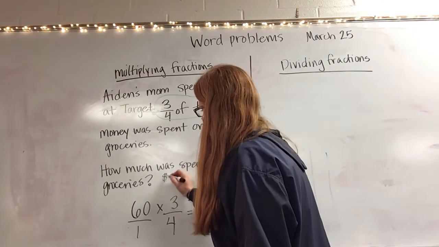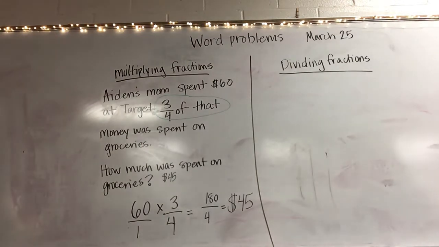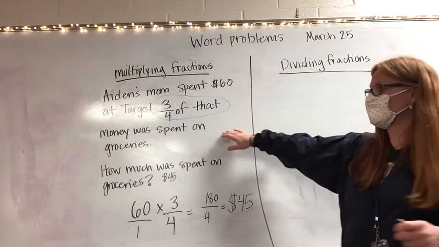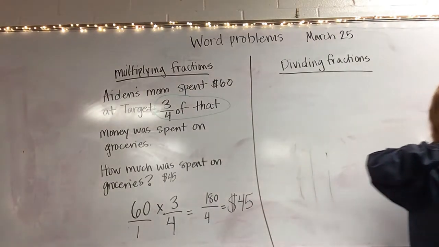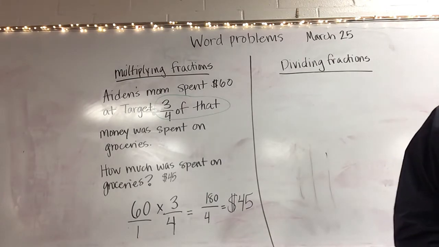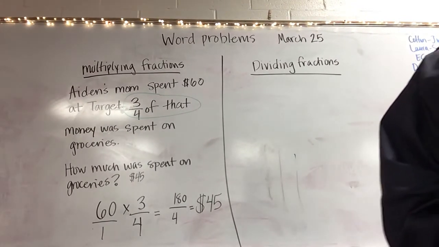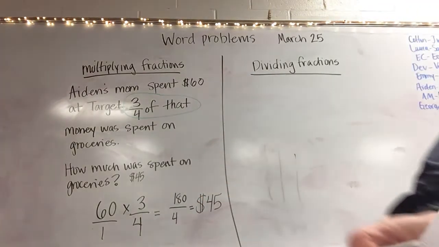She only used $60. What if there was a part B? What if part B said, how much did she spend on everything else? 15. 45 and 15 more is your 60, right? Yes. So she spent 3/4 on groceries. She spent how many 4s on other stuff? 1/4. 1/4 on the rest of it, right? All right. Let's look at what it looks like, the difference if we are dividing fraction word problem.